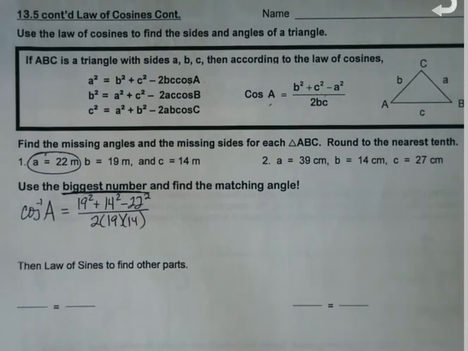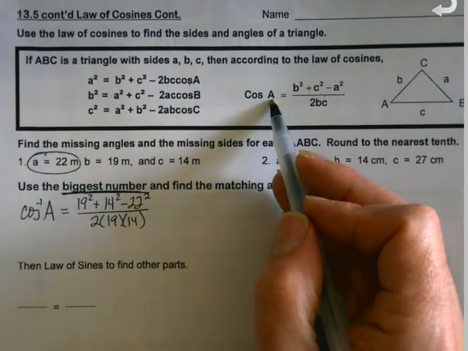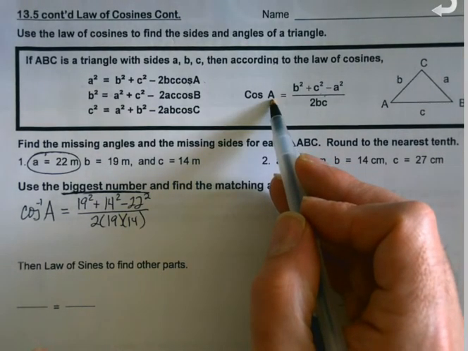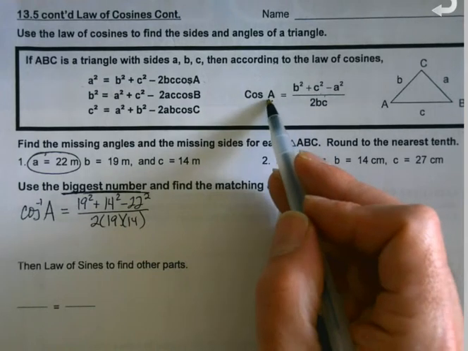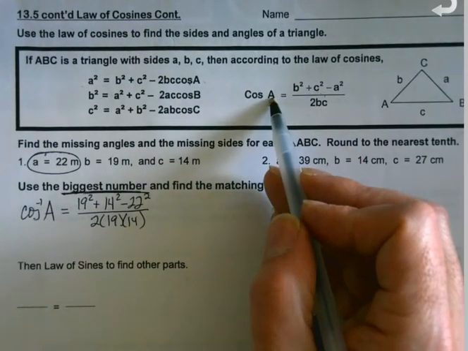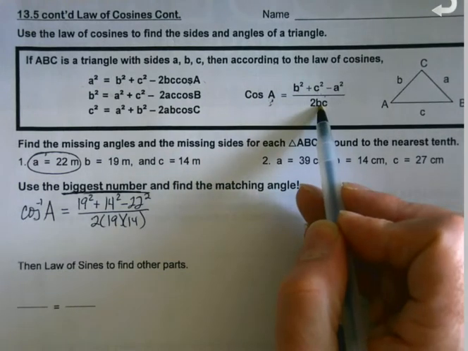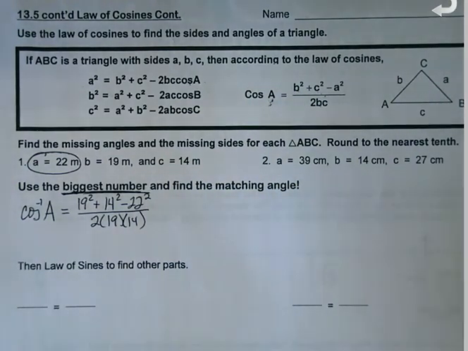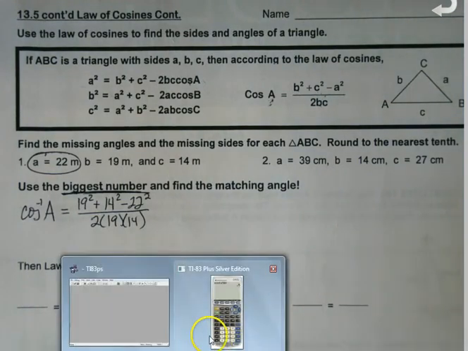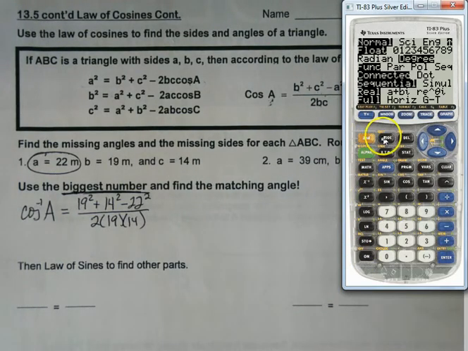Now, let me make one thing of note. If you were looking for angle B or angle C, this would change. And what would change? Well, the A would change with whatever variable I was looking for. So if I was looking for the cosine of B, that would be an A, that would be an A. So I'd have to change that around correspondingly. But let's get this plugged in, make sure we're not having any issues. Make sure I'm in the right mode.